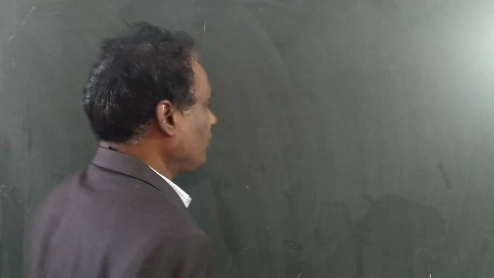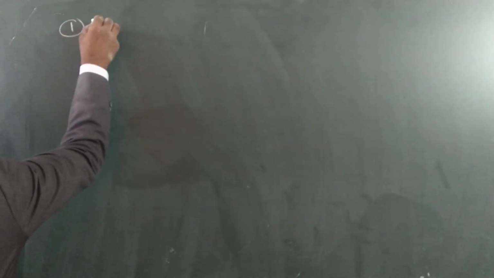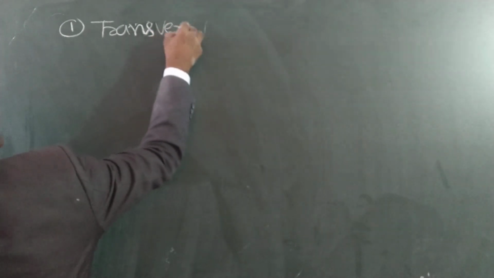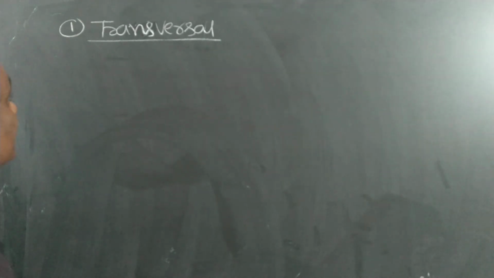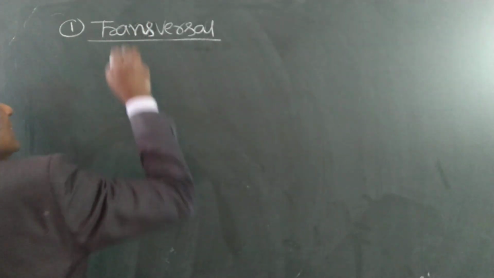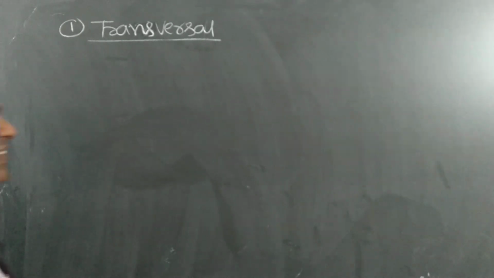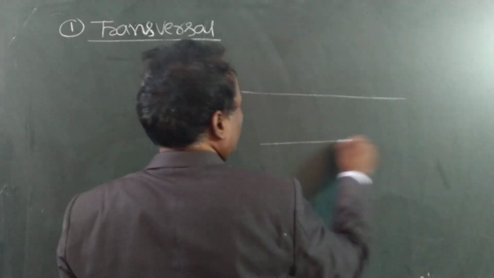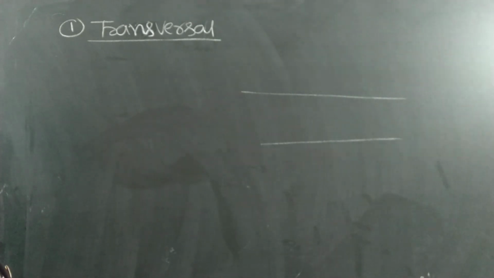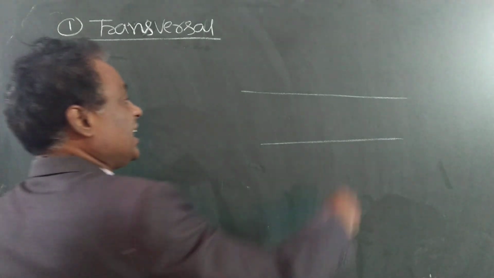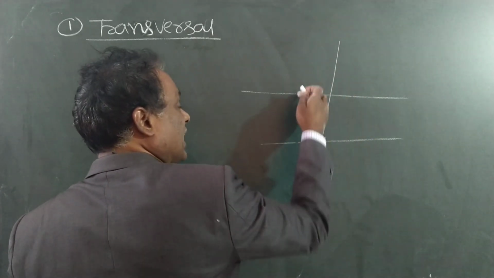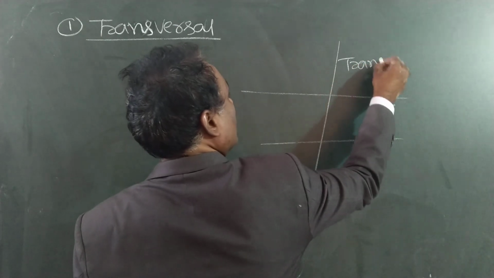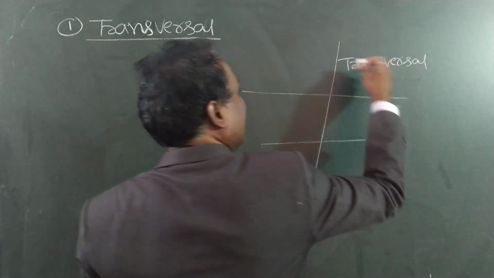So first is, write down this word transversal. Transversal. Transversal means, suppose there are more than one line, say two lines. If a line is cutting these two lines, the line which is cutting these lines is called transversal.